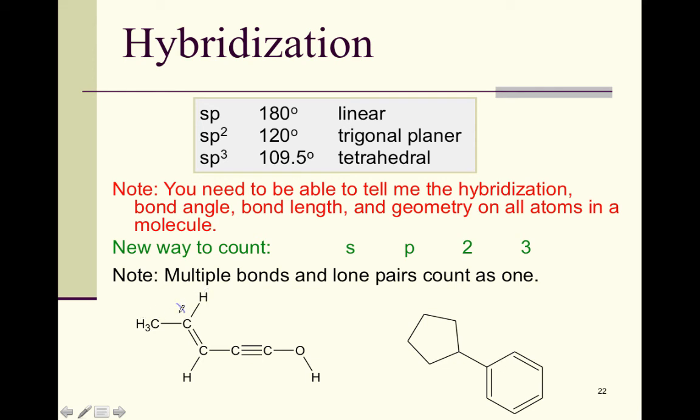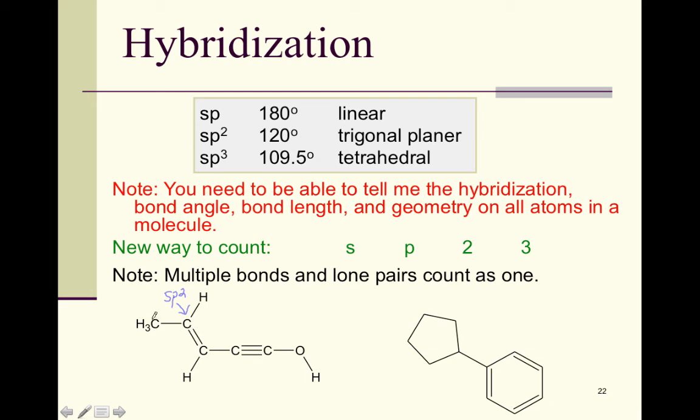I think this one's easier to see because it's explicitly shown. Now, the new way to count is you're going to count sp2. Remember, multiple bonds count as one. sp2. This is an sp2 hybridized carbon. sp2. Do you see how I just went around the circle here and started counting them? And that's the easiest way to do it. Multiple bonds count as one.